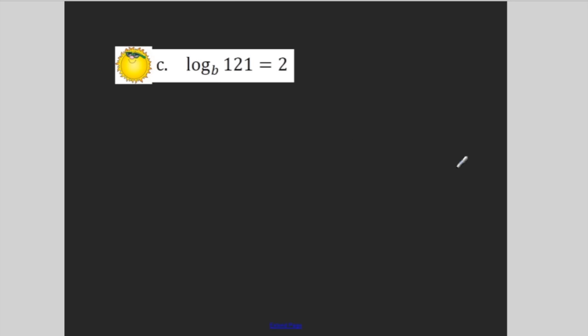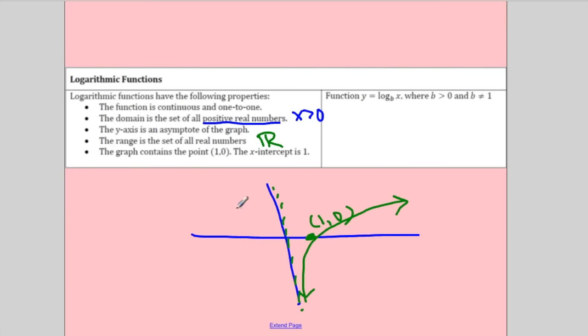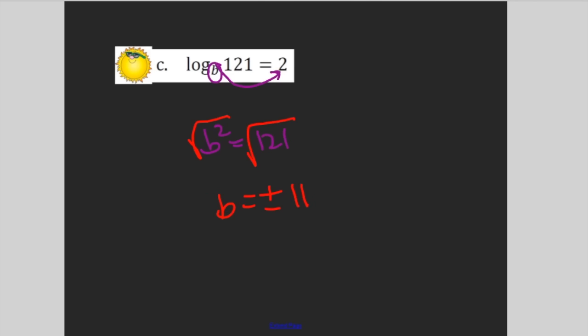All right, C. This one's a little different, looks like. So I'd have b to the second. b to the second equals 121. Okay, so in order to do it, I would take the square root. So b is equal to, remember when I take the square root, always answer plus or minus. The square root of 121 is 11. However, my rule is that my base has to be greater than 0. b has to be greater than 0. So my only answer that I would actually write down would be 11.